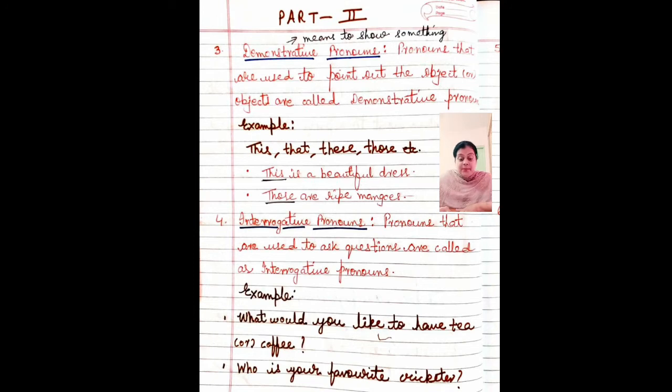Now second example. Those are ripe mangoes. Ripe means paka hua. Those are ripe mangoes. So what kind of pronoun is this? Now which word is the pronoun? Those is the pronoun. Now what kind of pronoun? Demonstrative pronoun. So in any sentence, if you have this, that, these, those, it will come under demonstrative pronoun.